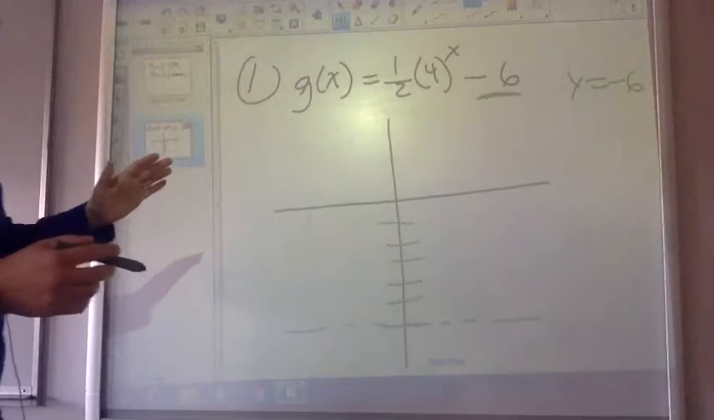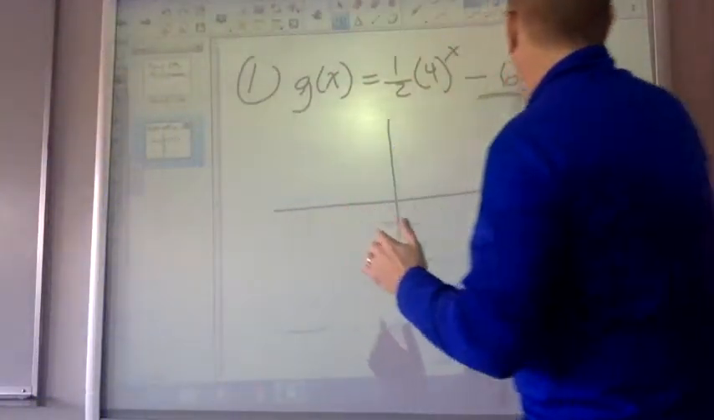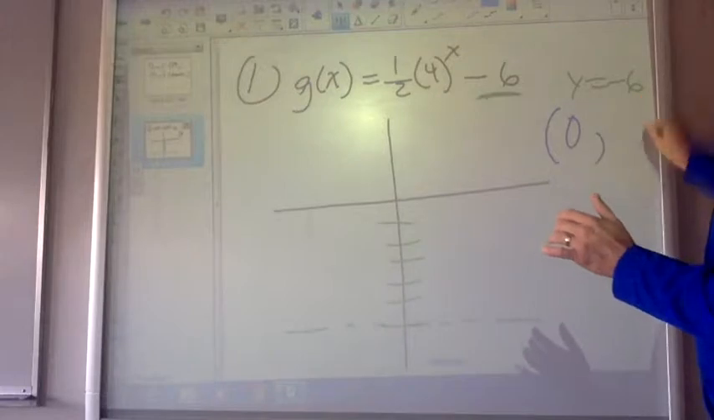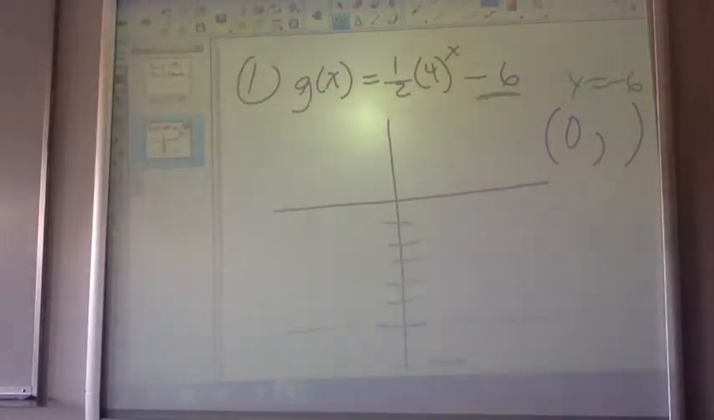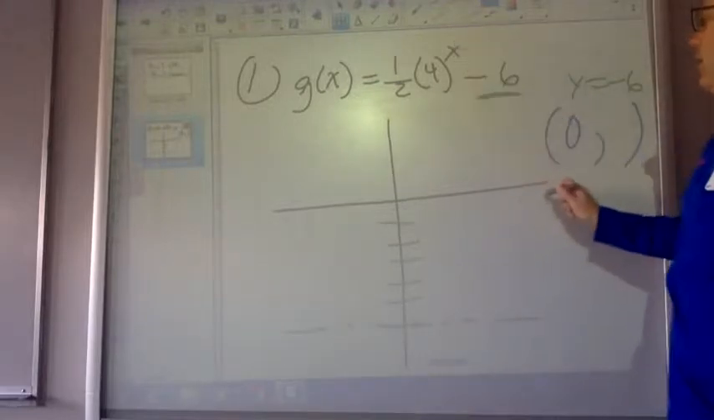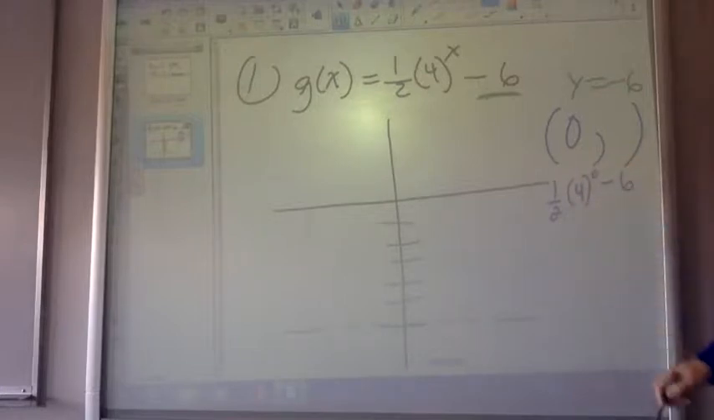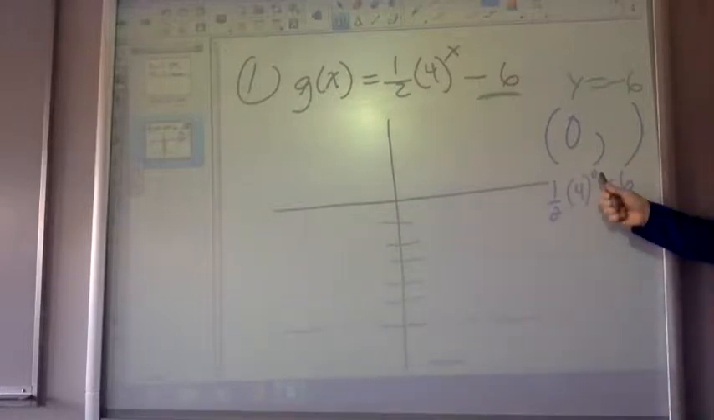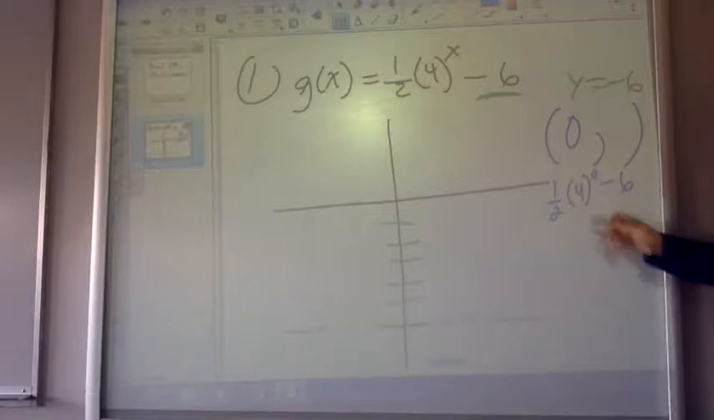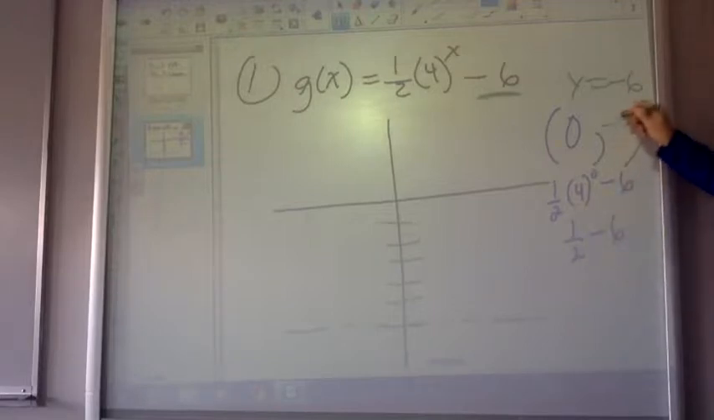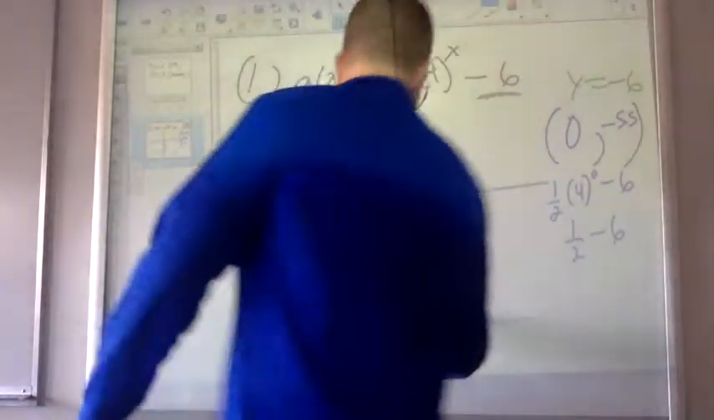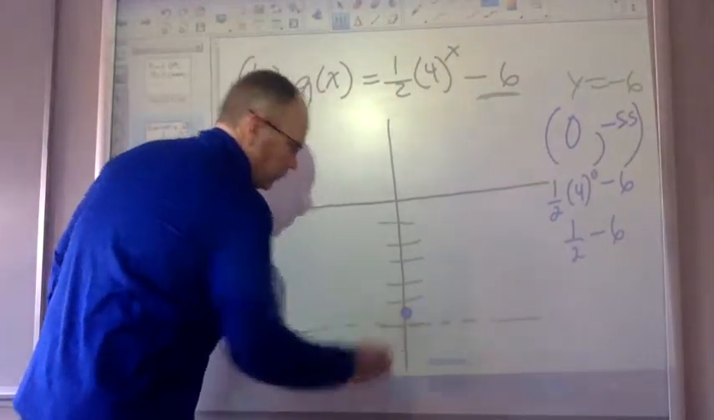All right, so now we're going to start plotting points. So we pick 0. That actually is where it crosses the y-axis. We pick 0 because it's easy, and it also crosses the y-axis. So I take 0 and plug it in there. So I get 1/2 times 4 raised to the 0, minus 6. 4 raised to the 0 is 1. Good. 1 times half is half. Half minus 6 is -5.5. Is that okay? So 0, -5.5 is down here, right?